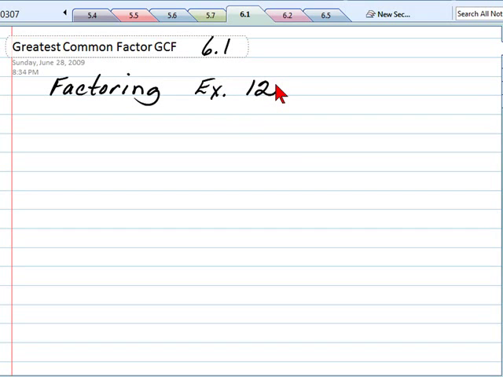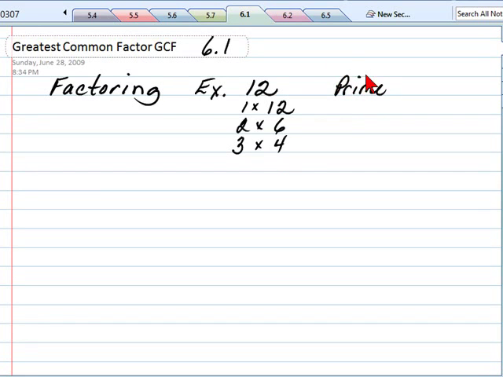You might come up with some combinations. You might say, well, 1 times 12 is a pair of factors, 2 times 6 is a pair of factors, and 3 times 4 is a pair of factors. Those are all factors of 12. Then you probably went on and learned a little bit more, and you learned about prime factors.